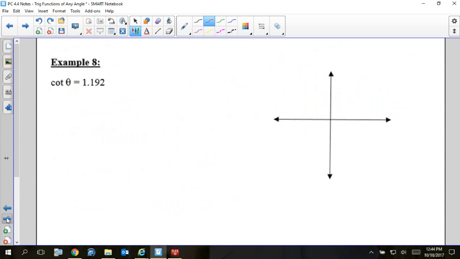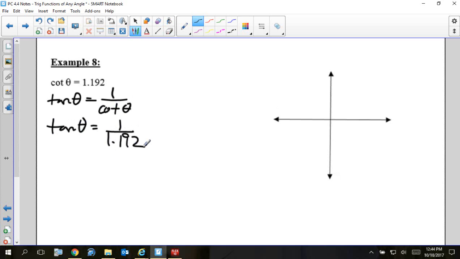Last one. Last example. Cotangent theta is 1.192. We don't have a cotangent button. What do I know about cotangent? Reciprocal tangent. So tangent of theta is 1 over cotangent theta. So tangent of theta is 1 over 1.192. So what do I type in my calculator?